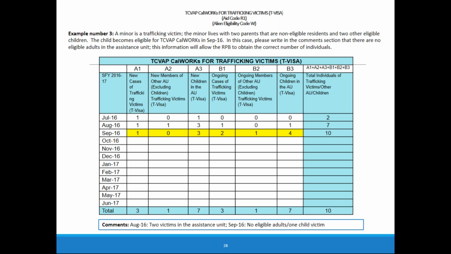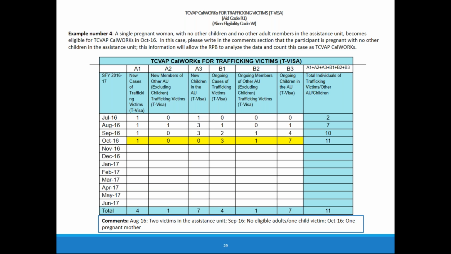Example number 4. A single pregnant woman with no other children and no other adult members in the assistance unit becomes eligible for TCVAP CalWORKs in October 2016. In this case, please write in the comment section of this form that the participant is pregnant with no other children in the assistance unit. This information will allow us to analyze the data and count this case as a TCVAP CalWORKs case. This information will be entered in the October 16 row.